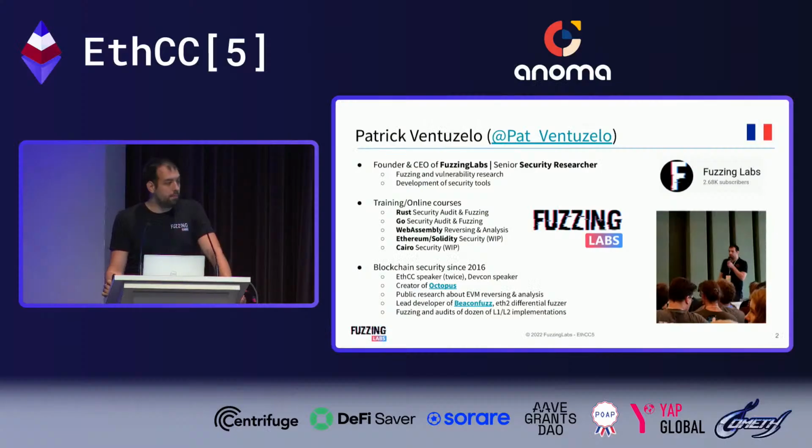So a quick intro. I'm Patrick, I'm the founder and CEO of Fuzzing Labs. As the name suggests, we are doing fuzzing full-time. So fuzzing and vulnerability research, mainly on layer 1 and 2. We are also providing training regarding Rust, Go, security, and so on. And maybe you heard about one of my main projects, Beacon Fuzz, the Ethereum 2.0 differential fuzzer for consensus clients.